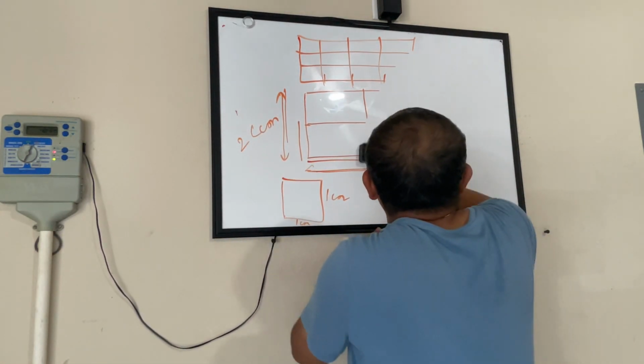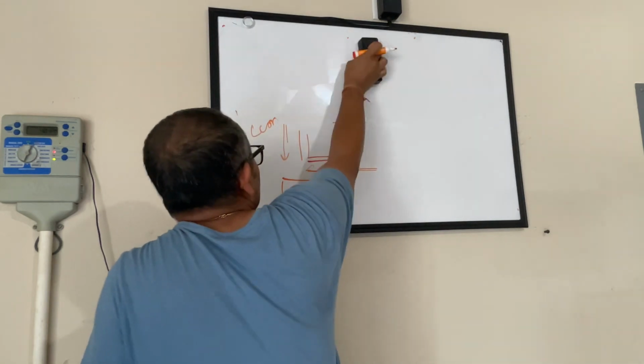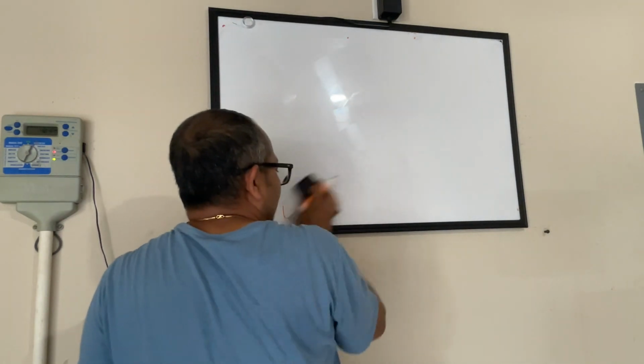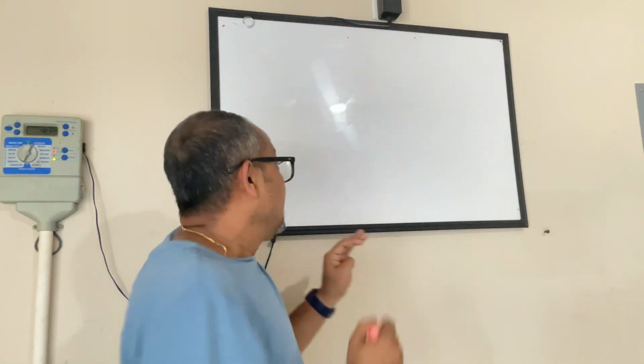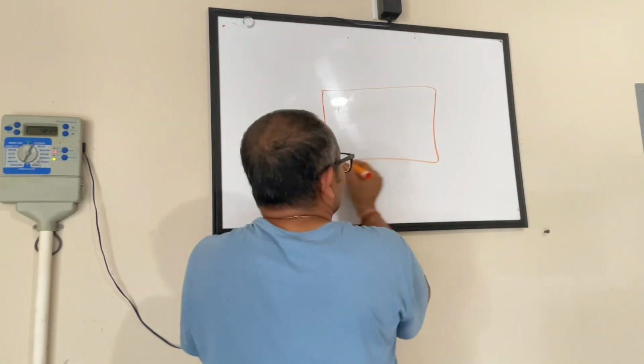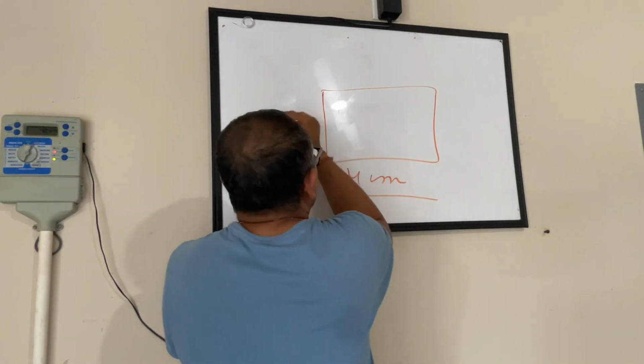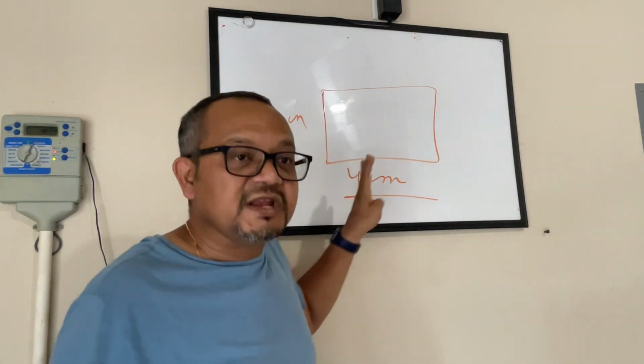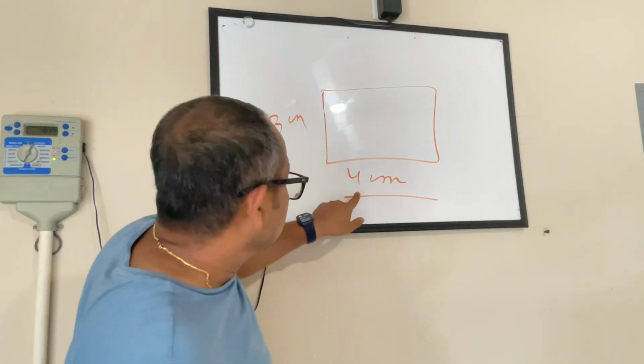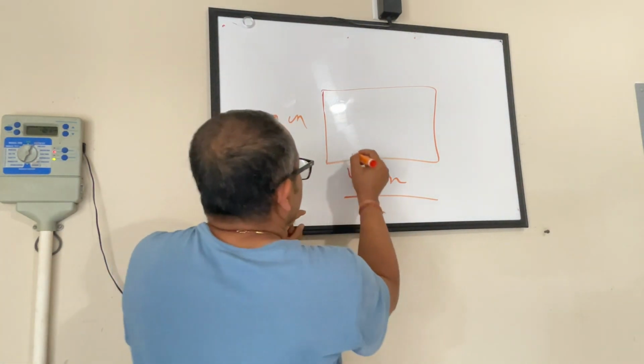Am I making any sense so far? Are you able to follow me? So, if I have a rectangle with 4 centimeter length and 3 centimeter width, that means I will be making 4 times 3, 12 boxes.